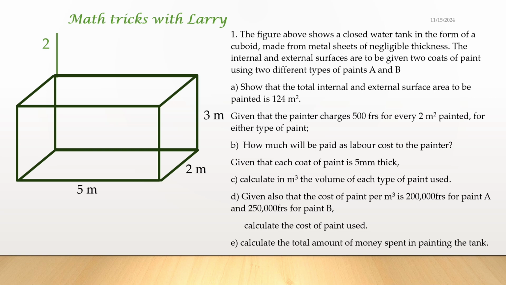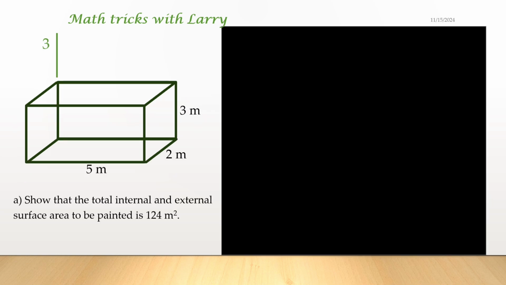Now, if you look over here, you actually find the figure. This is a solid figure. This is the cuboid, which we have there. Now, let's dive straight into this question and start tackling it part by part. When we look at the very first part of this question, it says we should show that the total internal and external surface area to be painted is 124 square meters.